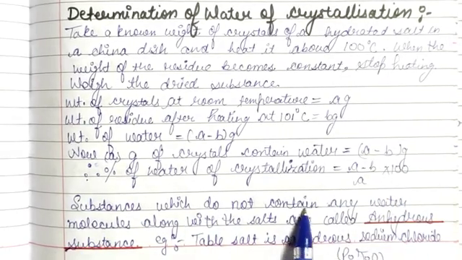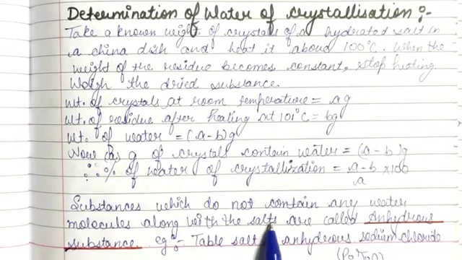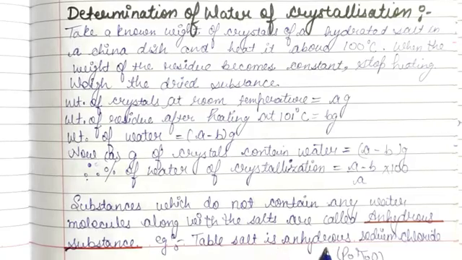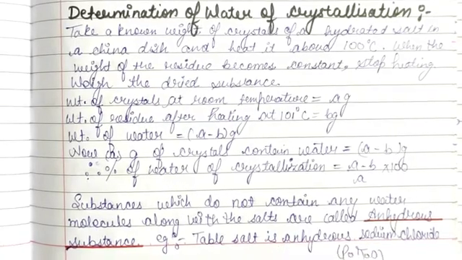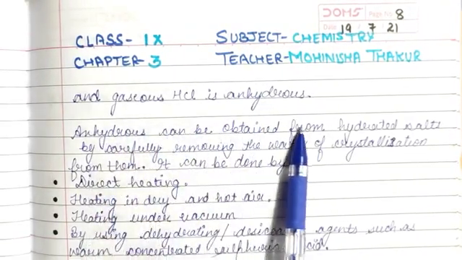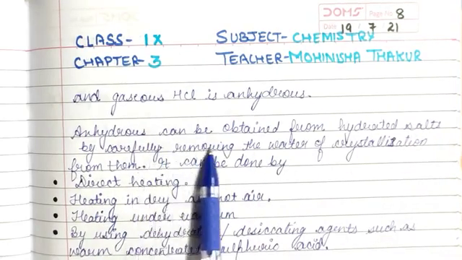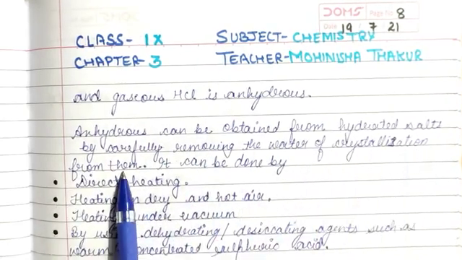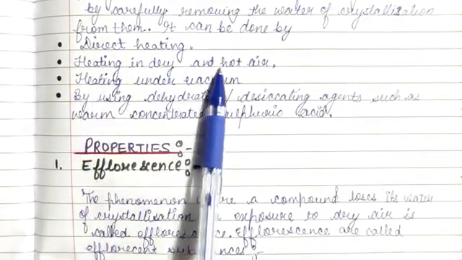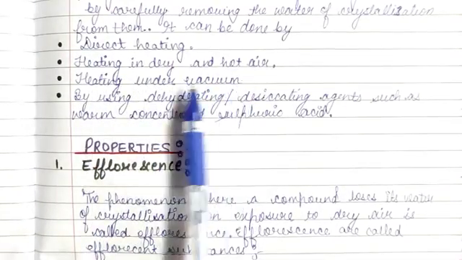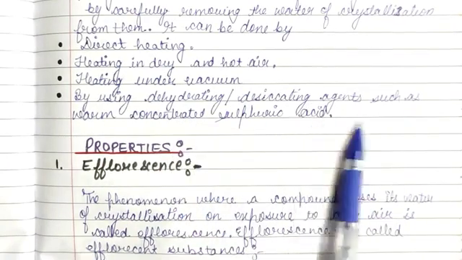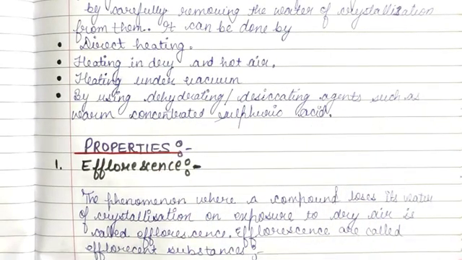Substances which do not contain any water molecule along with the salt are called anhydrous substances. Example, table salt is anhydrous sodium chloride and gaseous HCl is anhydrous. Anhydrous substances can be obtained from hydrated salts by carefully removing the water of crystallization from them. It can be done by direct heating, heating in dry and hot air, heating under vacuum, or by using dehydrating or desiccating agents such as warm concentrated sulfuric acid.